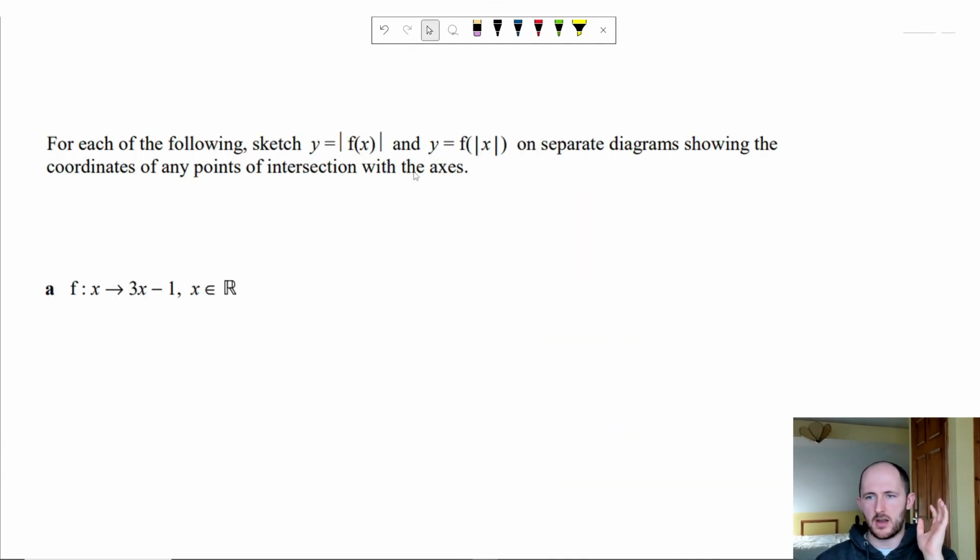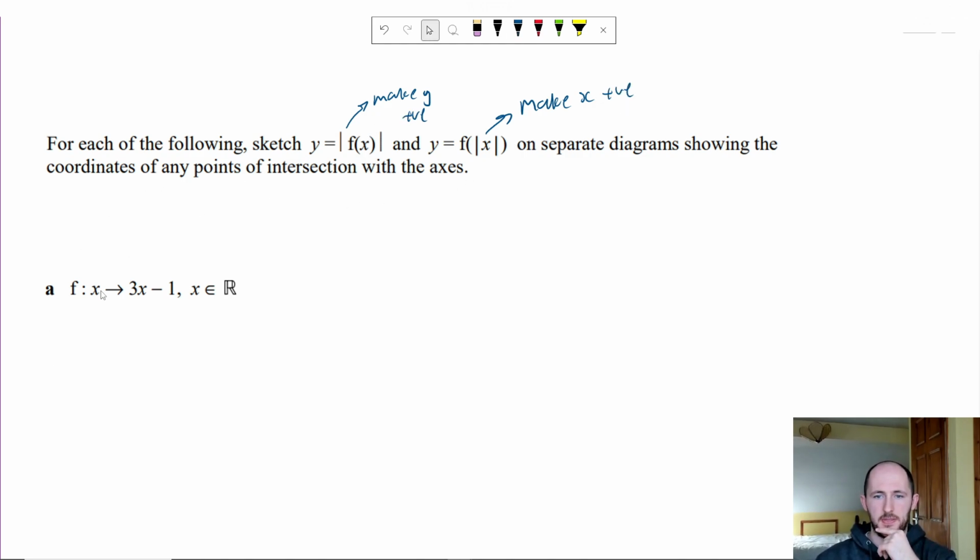The very last thing is, again, one of the most annoying parts, because what we're going to do is look at the difference between the mod of f of x, being over the whole of the function, so basically making y positive. If you remember your transformations, this might help. And f of mod x, where essentially you're making x positive. And this is a really, really key skill.